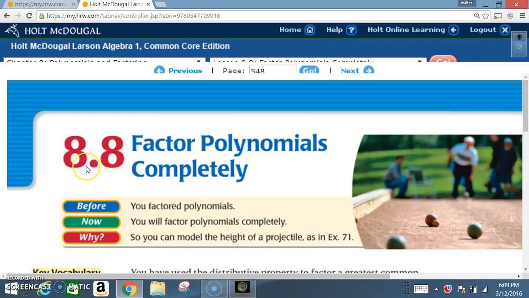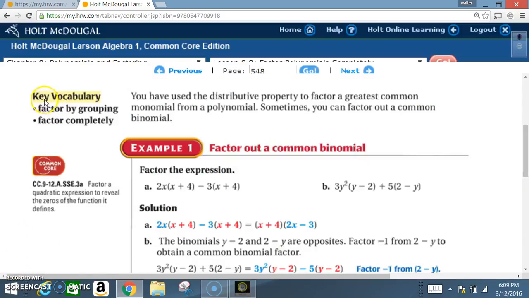Okay, class, today we're in section 8.8, factor polynomials completely. Before, you factored polynomials. Now you will factor polynomials completely. Key vocabulary: factor by grouping and factor completely. You have used the distributive property to factor a greatest common monomial from a polynomial. Sometimes you can factor out a common binomial.